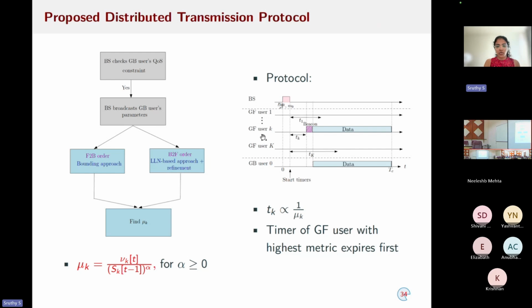In this figure, the grant-free user K's timer is expiring first, and it sends a beacon towards the base station. And after hearing this, both the grant-free user K and the grant-based user are going to transmit together for the remaining coherence time.